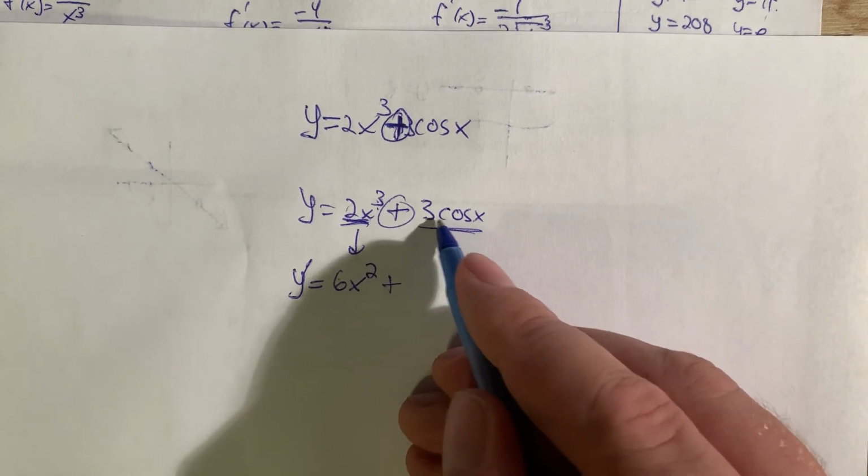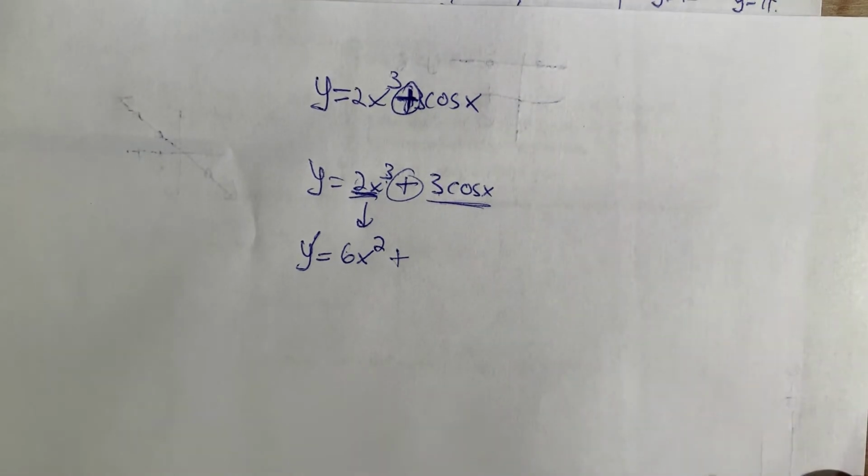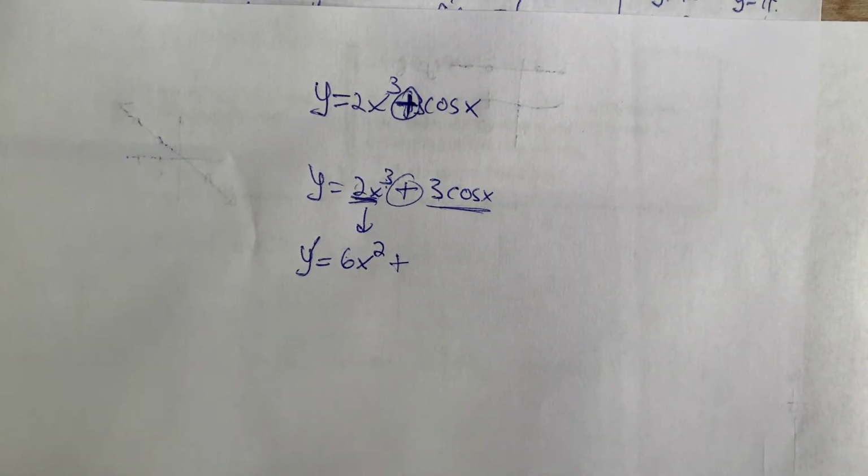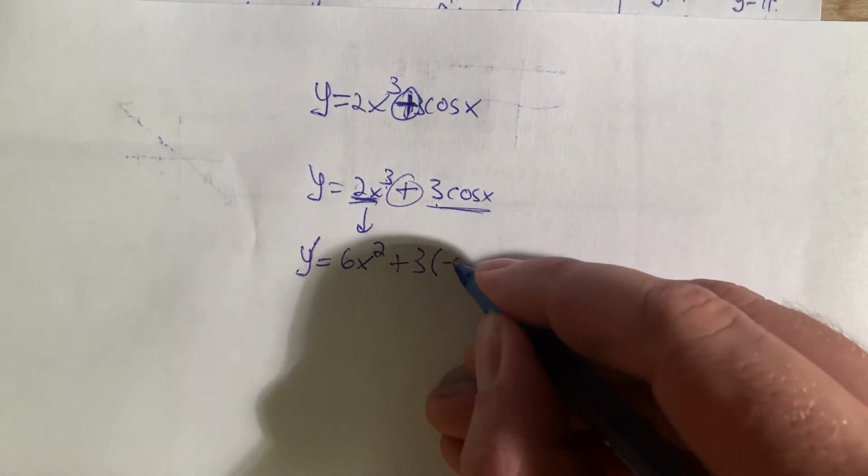And here we also have a constant multiplier. We have a multiplier of 3, and it's multiplying times cosine of x. What is the derivative of cosine of x? Hopefully we all know it's negative sine of x. So we're going to leave the constant multiplier alone and multiply times negative sine of x.